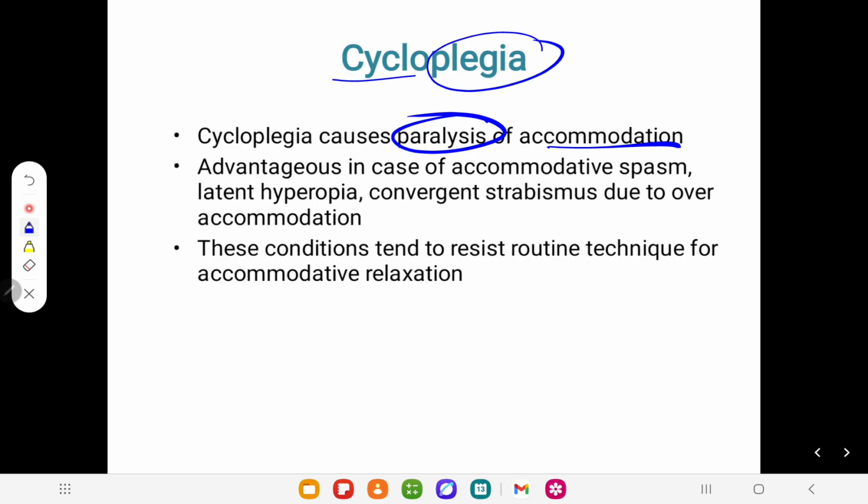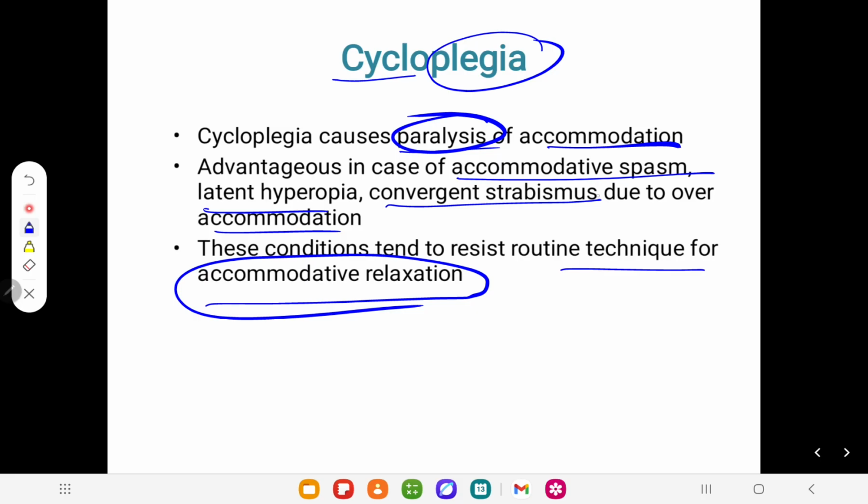The advantage of cycloplegia is in cases of active accommodation spasm, in case of latent hyperopia, and if accommodation is too strong, convergence strabismus due to the accommodation, so accommodative esotropia. In all these cases, cycloplegia works very strongly. These conditions tend to resist other techniques such as accommodation relaxation. So these strong conditions need cycloplegic drugs, and I think cyclopentolate works fantastic. And sometimes, in very few cases, we need atropine. Nowadays, we don't use atropine as often as in previous days.